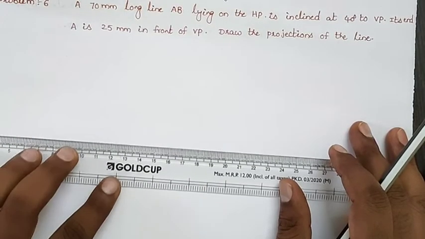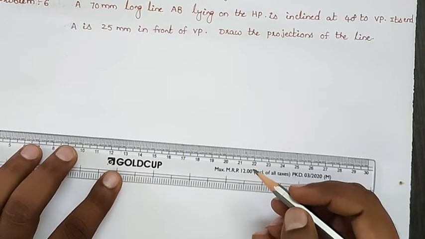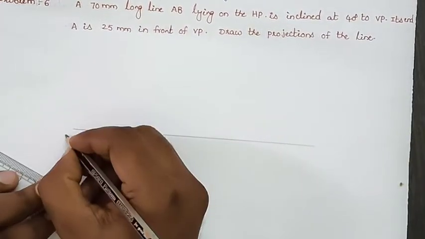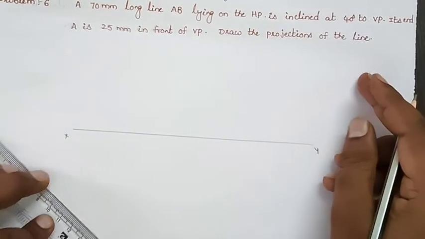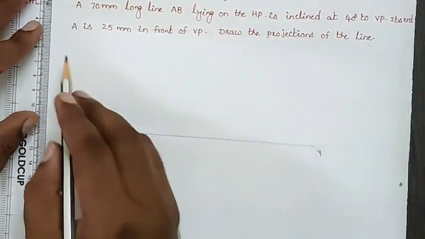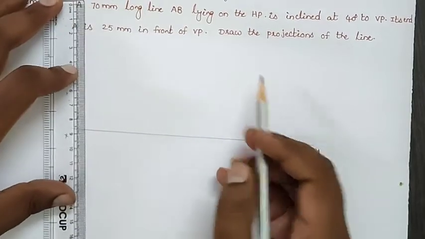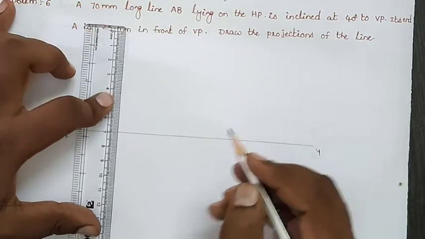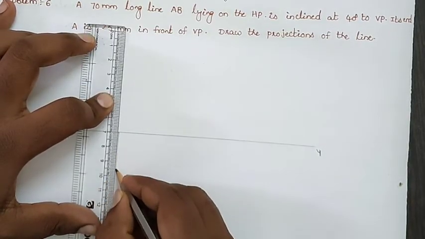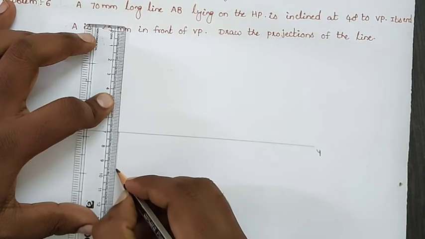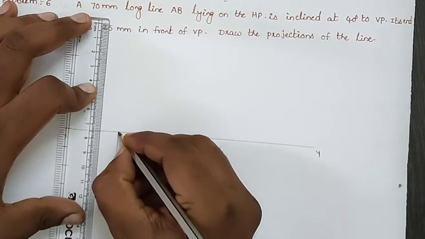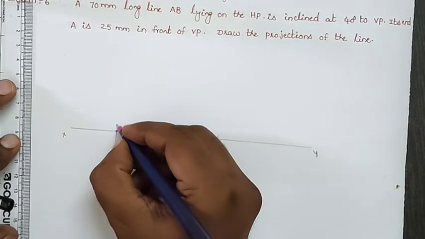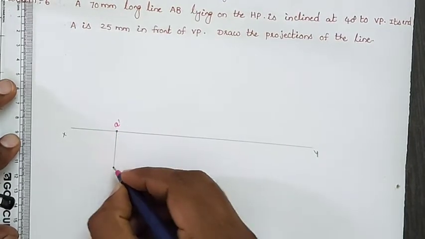So I am drawing the end projector of point A here. I am drawing a reference line XY. After drawing the reference line, the end projector is 25 mm in front of the VP and on the HP. On the HP and 25 mm in front of the VP. So the end projector of point A, A dash, and here we will get point A.